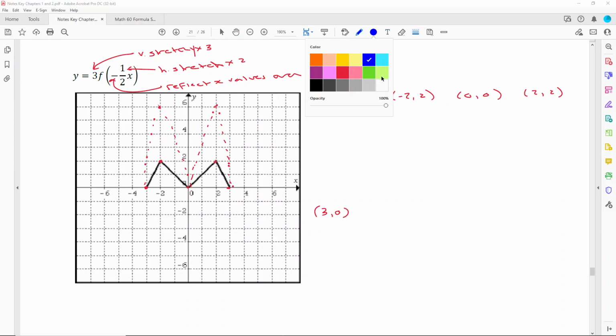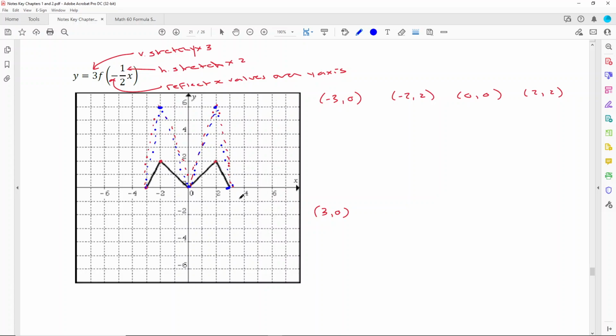Then I would move on and I would reflect my x values over the y-axis. So this -3 is going to go to +3. This -2 is going to go to +2. Look at that. It's not going to change the graph at all. Here's going to stay here. And this point here is going to go over to here and then down here. So there's another graph, but same graph, just a different color.